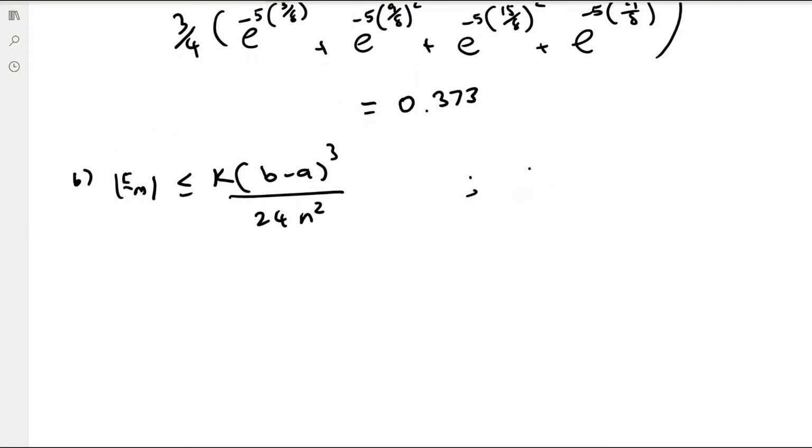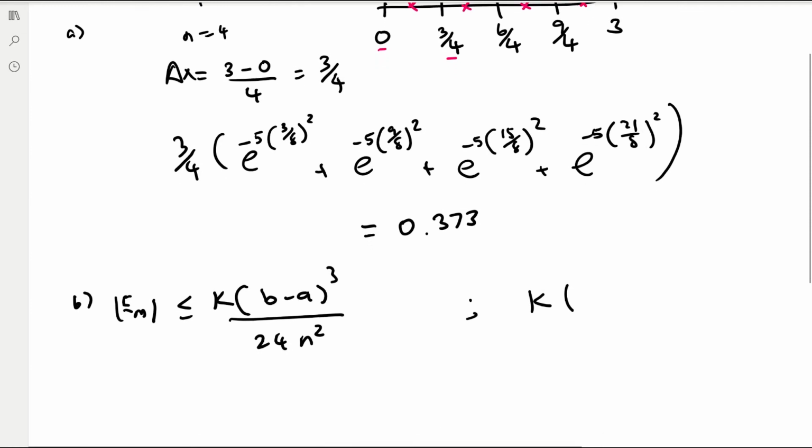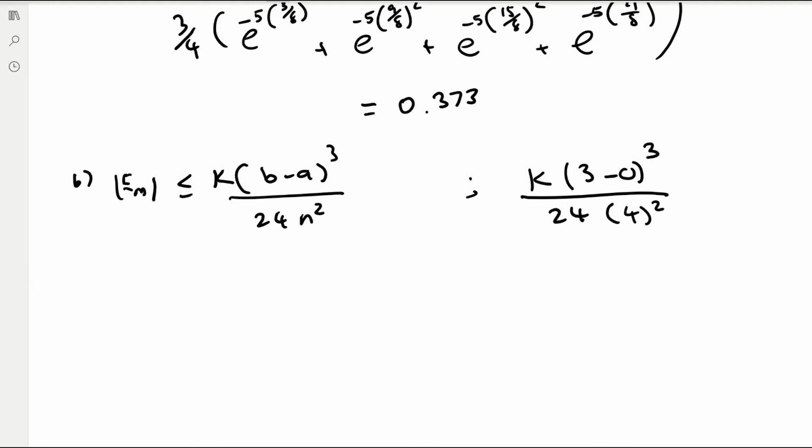The error bound is: error of midpoint is less than K (b minus a) cubed over 24 n squared. Let's find K in a minute. The other terms: b and a are 3 and 0, so 3 minus 0 cubed over 24, and n is 4, so 4 squared. Those things are easy, it's just finding K. Remember, it's the bound for the second derivative of the function. The function is e to the negative 5x squared.